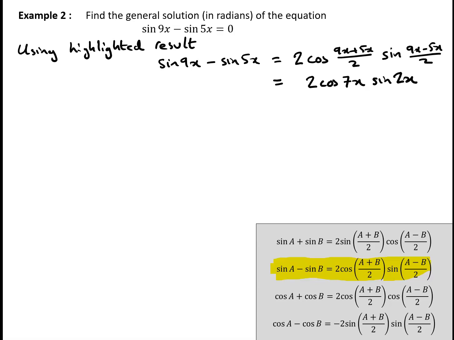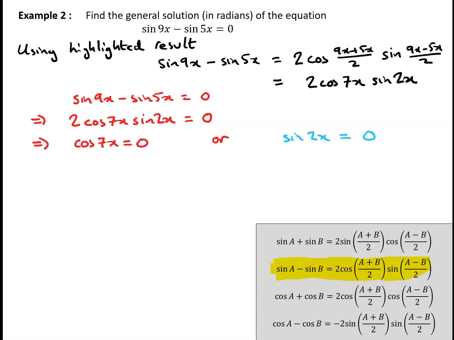So my equation sin 9x − sin 5x = 0 can be rewritten as 2 cos 7x sin 2x = 0, which means that I know that either cos 7x is equal to 0 or sin 2x is equal to 0. Now I know that cosine of π/2 is 0. So I've got really the equation cos 7x = cos(π/2).